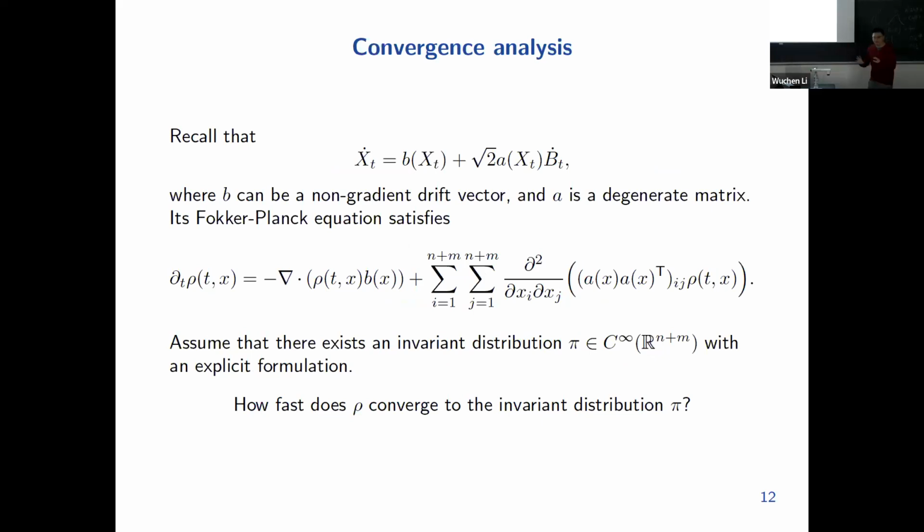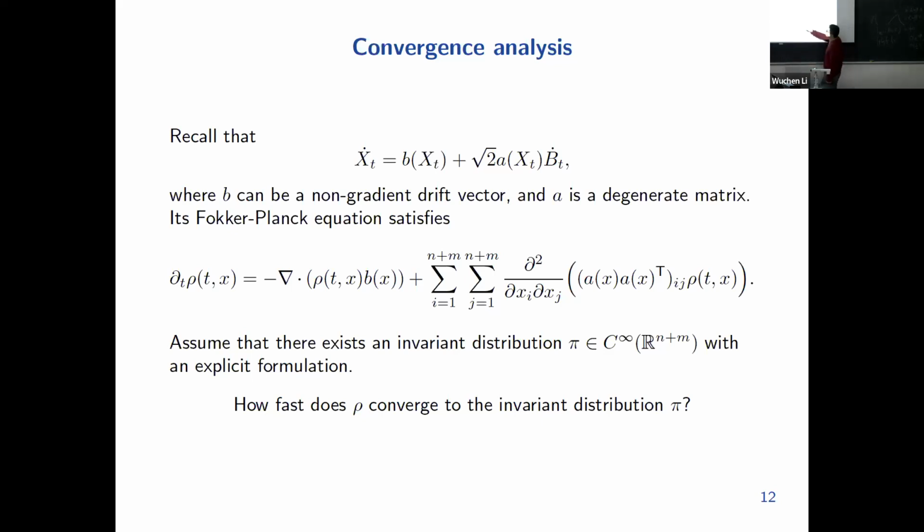Now let me state my problem more clearly. Recall that I write my dynamic as follows: X dot equals b of X_t plus square root of 2 A of X_t times Brownian motion. This is the general Fokker-Planck equation for this general B and general A. Okay, B is the vector field, A is the diffusion matrix. So this is the so-called general Kolmogorov forward operator. But in algorithms, you can treat this A as a kind of preconditioner to your Brownian motion, right? B essentially depends on your pi. It's a kind of vector field you want to create later.